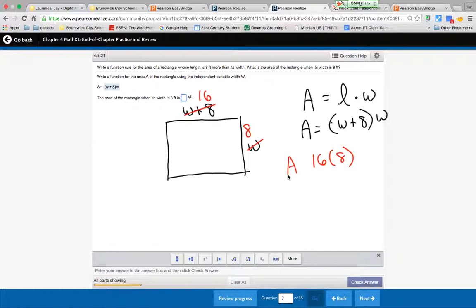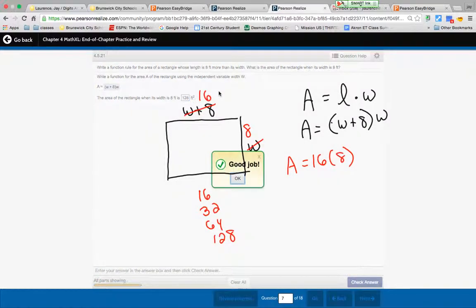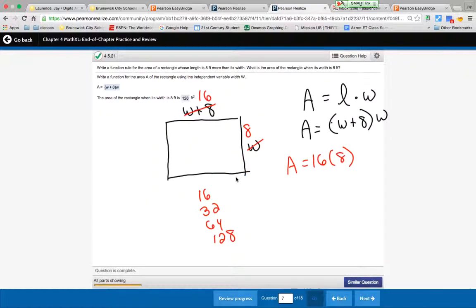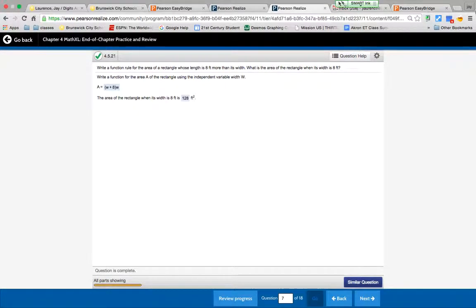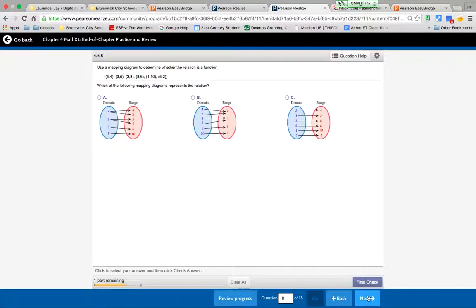And I don't want to do the long multiplication. I'm going to double this, double it again. So 16 doubled is 32. Doubled again is 64, and double again is 128. 16 times 8 must be 128. Let's see, feet squared. Oh, I did a good job. Excellent. All right, so let me get rid of all this, and we are going to jump down to number 8. Not a very far jump, if you ask me.